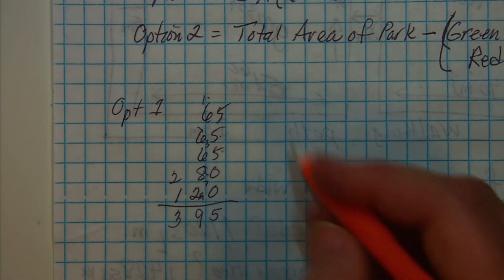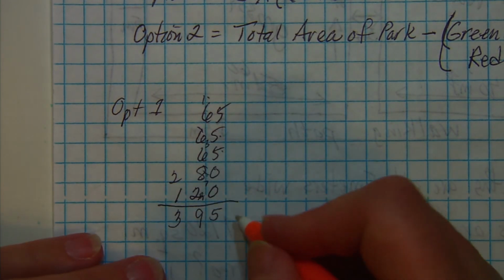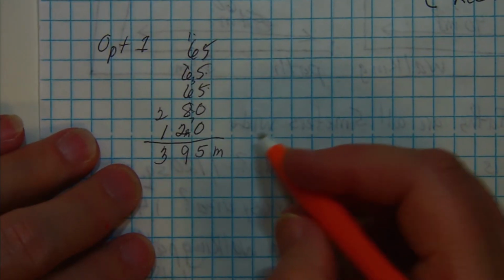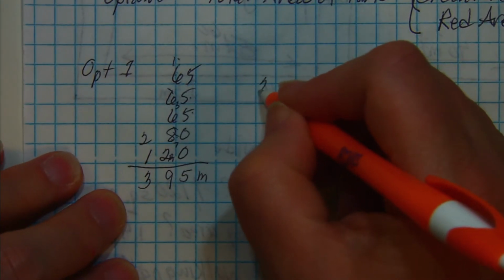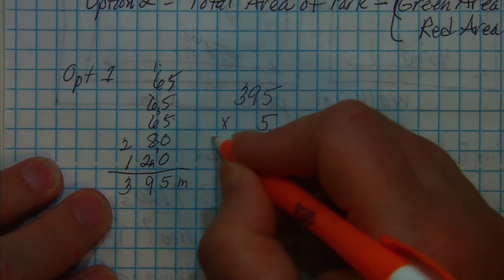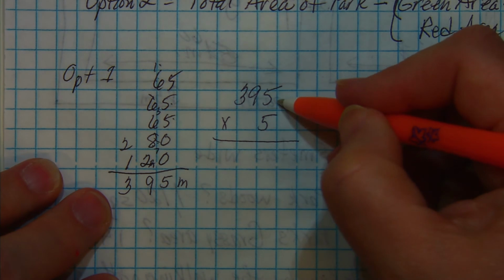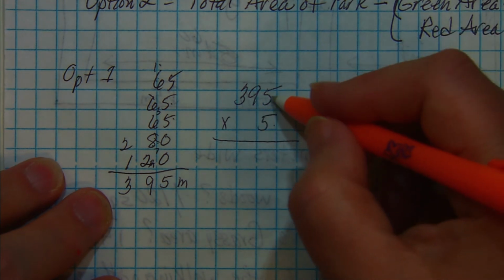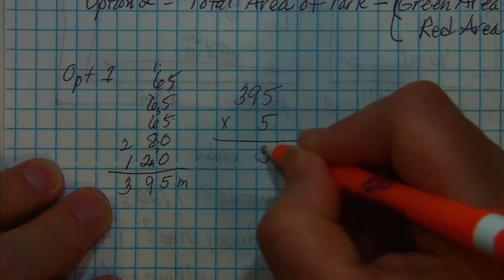Wow, so all of the lengths added together is 395 meters. And now we're going to multiply that 395 by 5. So 395 times 5. And again, this is the length of all of those rectangles plus the width of every one of those rectangles. So let's see, 5 times 5, 25.